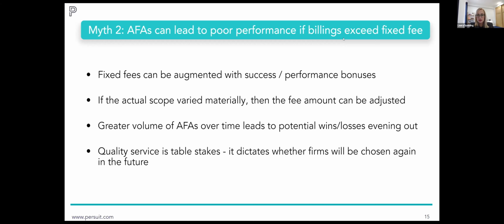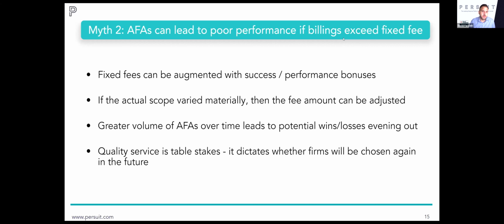David, do you want to expand? Yeah. So one of the things we've heard before, particularly with a cap fee, is: I'm just worried that if a firm hits the cap, and they still have a month more work to do, are they really incentivized to do a good job after that point because they're no longer making money on the case? That was a concern that's been raised before.